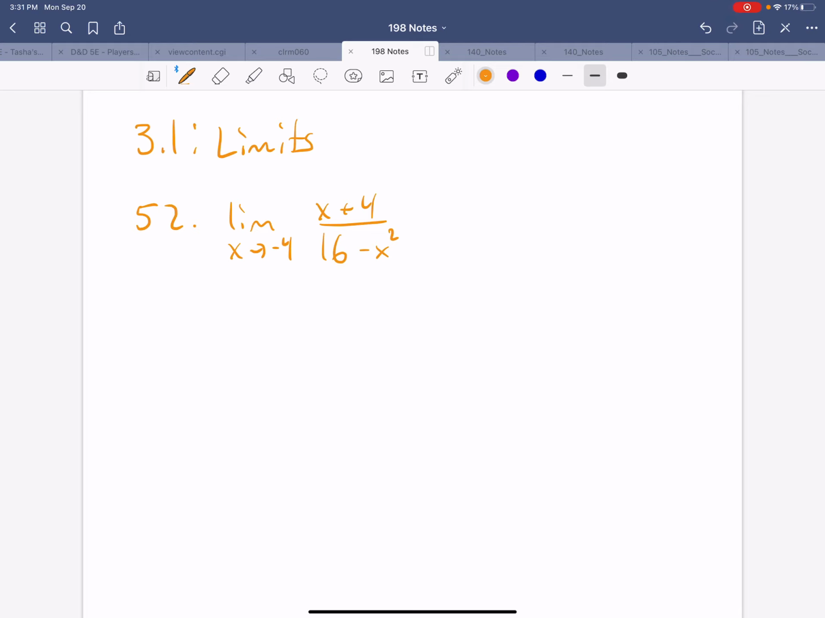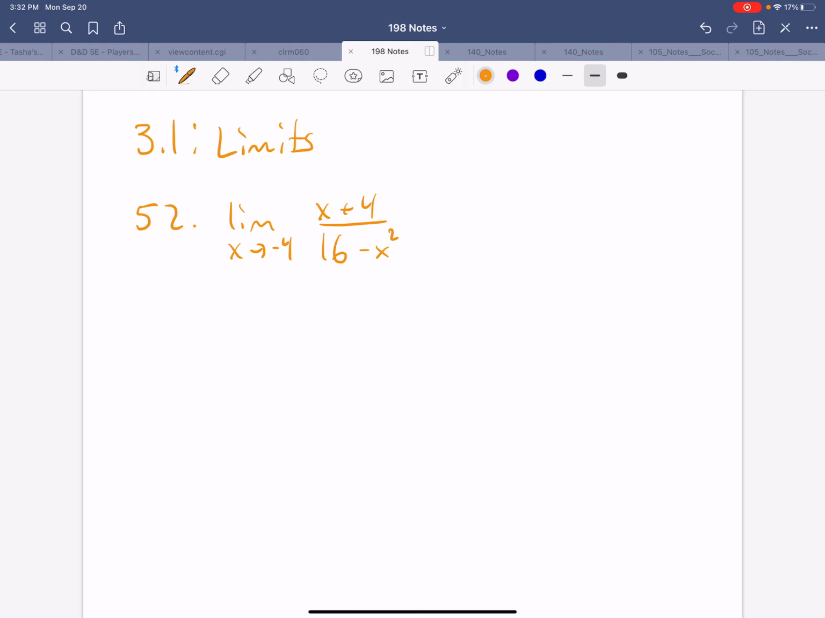Hey everyone, let's do a limit problem. I'm choosing this one from section 3.1 limits out of the exercises. It's number 52 in the book. Limit as x approaches negative 4 of (x plus 4) divided by (16 minus x squared).